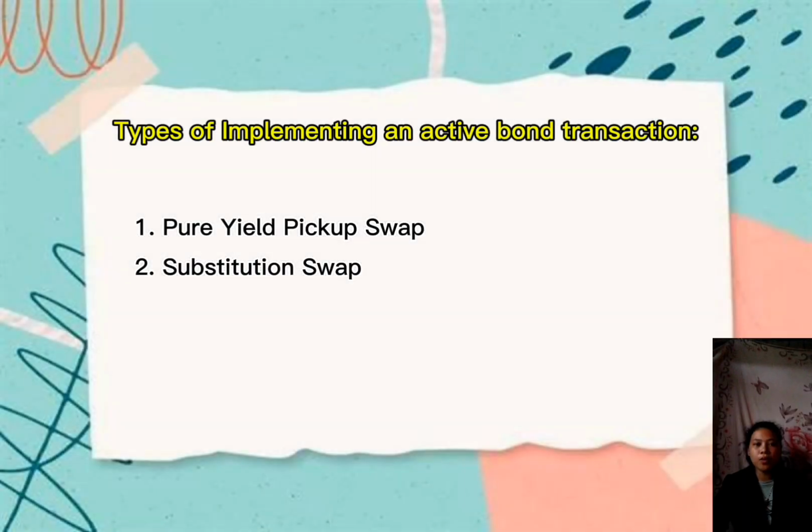A substitution swap is a bond strategy where an investor sells one bond and buys another with similar characteristics, such as maturity or credit quality, but potentially better features, like higher yield or better price. The goal is to improve the portfolio's return or risk profile without significantly changing the overall investment strategy.